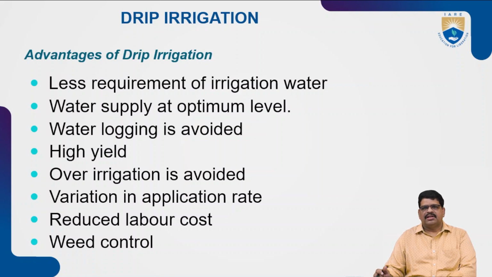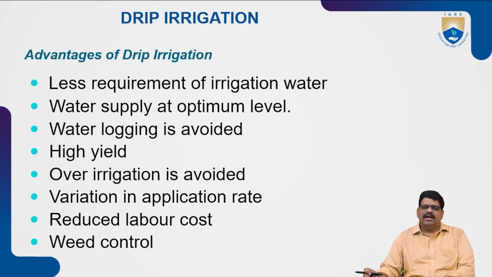Next, variation in the applicable rate. The rate of water required can be different for different crops. So different levels will be there. Whatever the requirement is, the water can be distributed equally as per the requirements. Next, reduced labor cost.